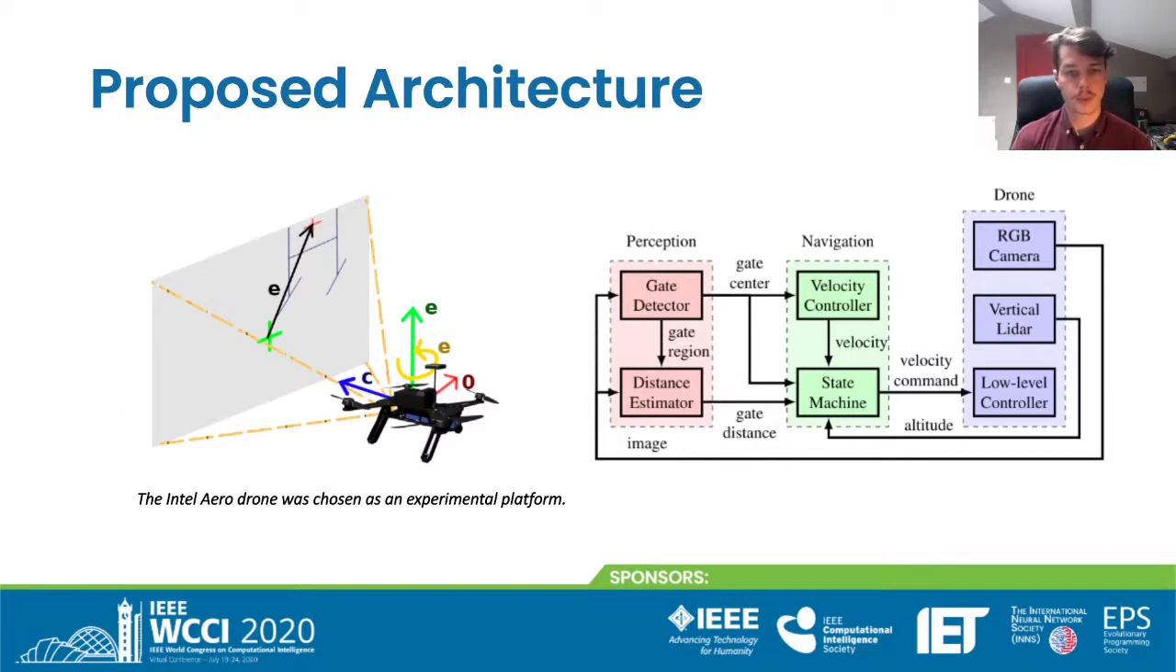All this information is used by the state machine to do all the decision making, and it uses the PID controller to send velocity commands to the low-level controller. The only sensors that we have used are a monocular RGB camera and a vertical LiDAR to know when we have crossed the gate and switched state.